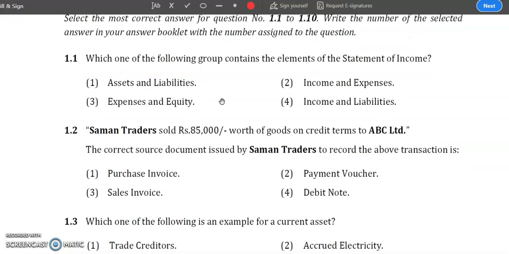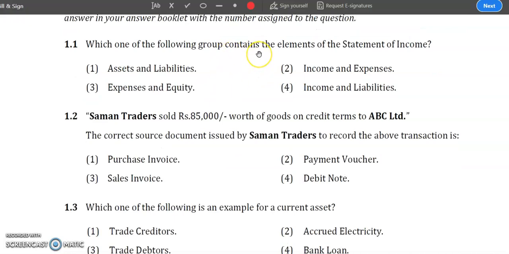Question 1. Which of the following groups contains the elements of the statement of income? The answer 1 says assets and liabilities. No, assets and liabilities will come under the statement of financial position, which is the balance sheet. Expenses and equity. No, expenses is income statement, equity is balance sheet. Income and expenses. Yes, this is the answer for this question. So the answer is number 2.